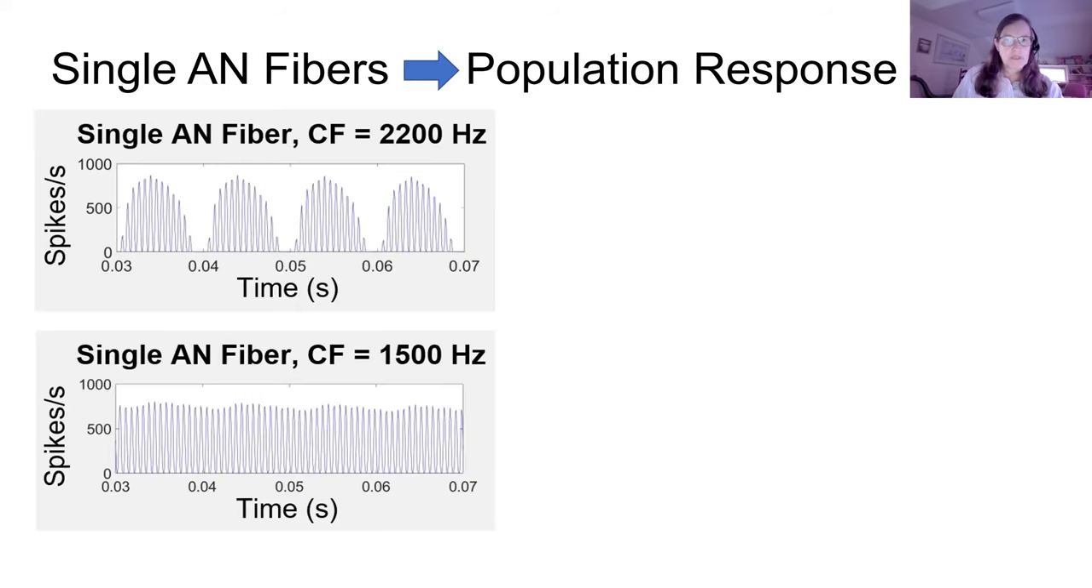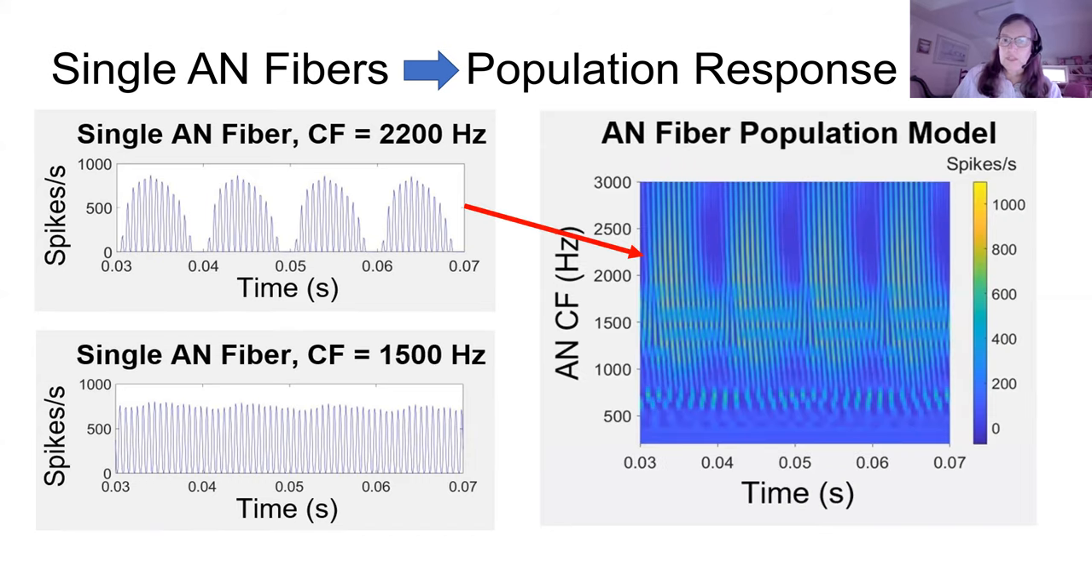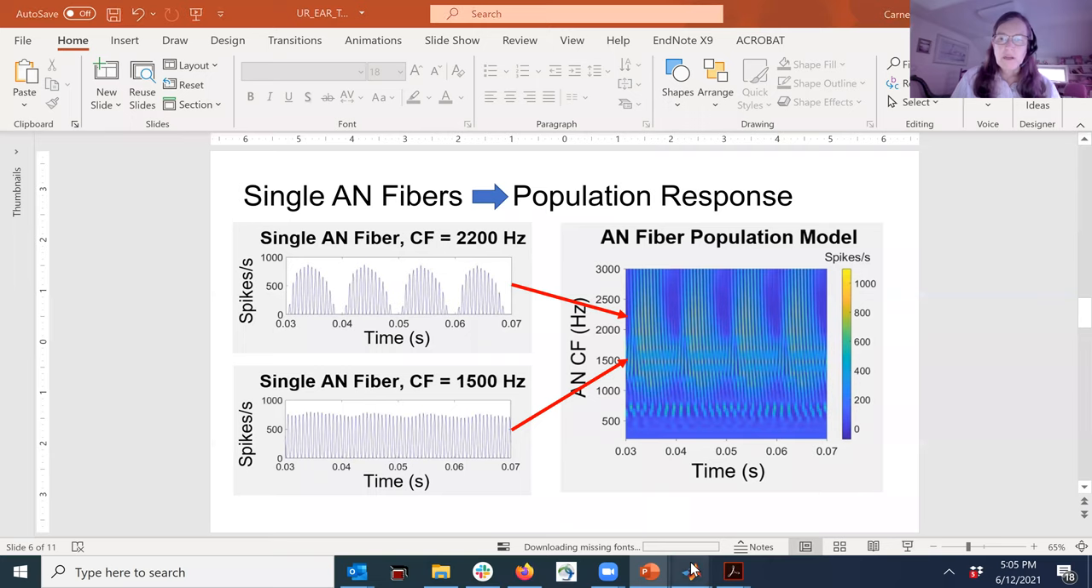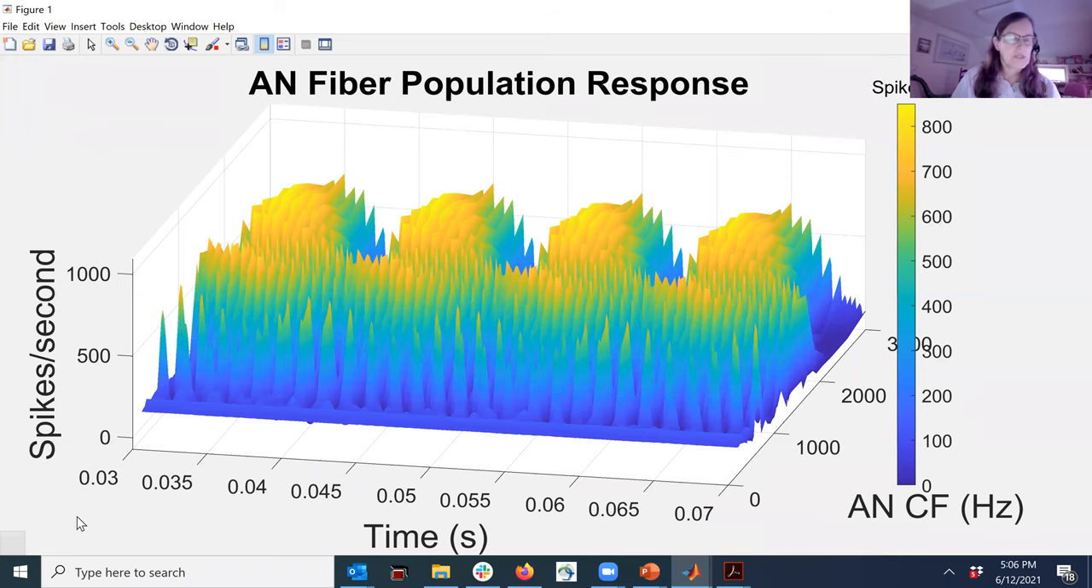So a key is going from single fiber responses, such as two responses shown here, a response to a sinusoidally modulated tone. Some frequencies have very strong beating responses, others don't. But we can pull those into a population response. To introduce the format of the population responses that we'll show, I'll illustrate this with a little video.